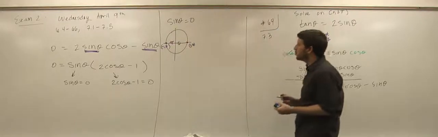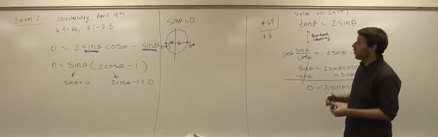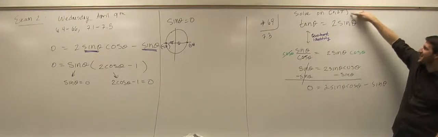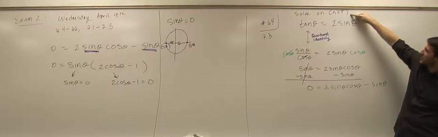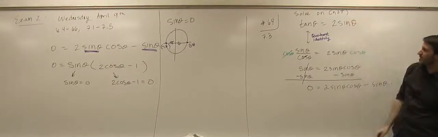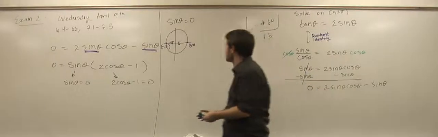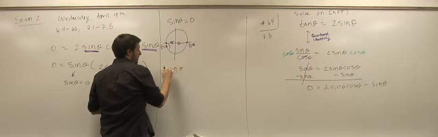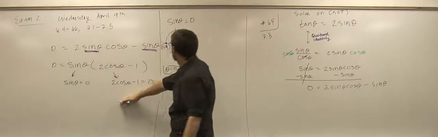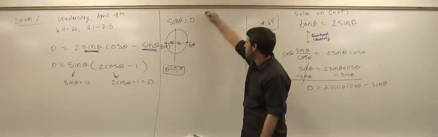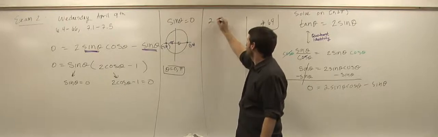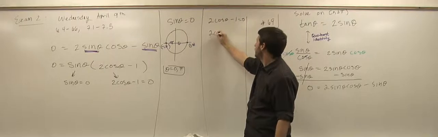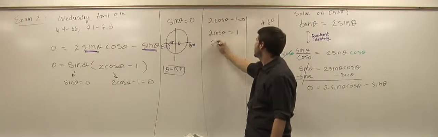How come I don't include 2 pi? Well, I don't know what the instructions really say, but if they say something like this, then 2 pi is not allowed as one of your answers because it's too big. So I would do theta equals 0 and pi from this solution, and then I would have to take 2 cos theta minus 1 equals 0 and solve for cos theta. So add the 1 over. Divide by 2.